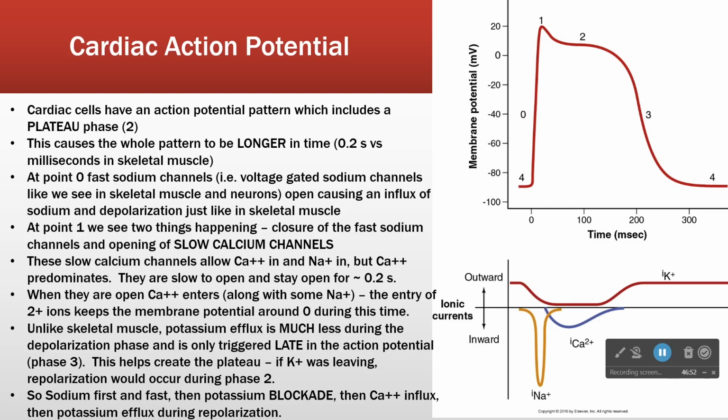So potassium blockade, then calcium influx, then potassium efflux at the end, right? So you can see potassium permeability increases at about the same time that the plateau turns into the repolarization curve at 3, right? And then 4 is our refractory period. All right, so there's a lot in this one diagram.